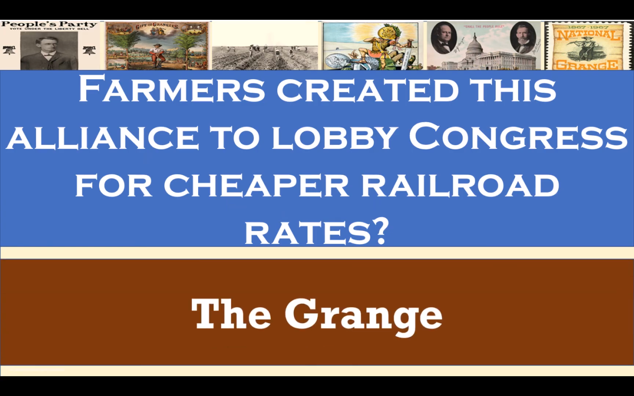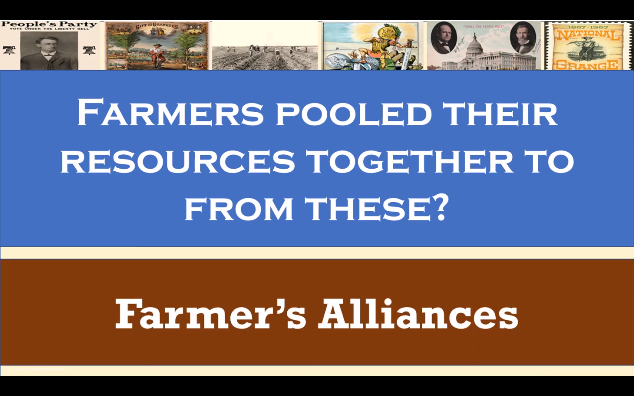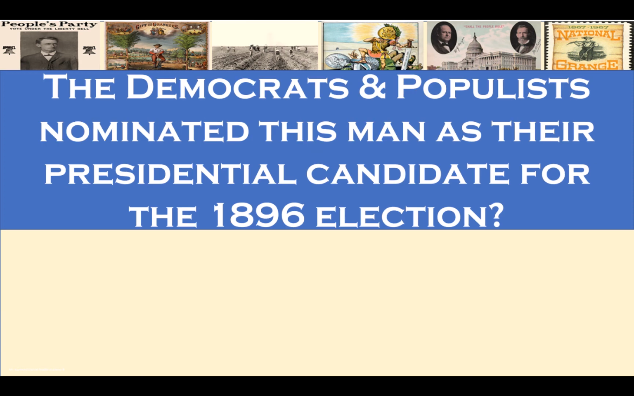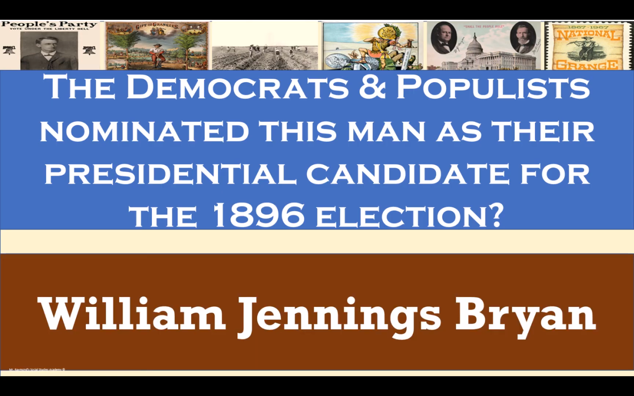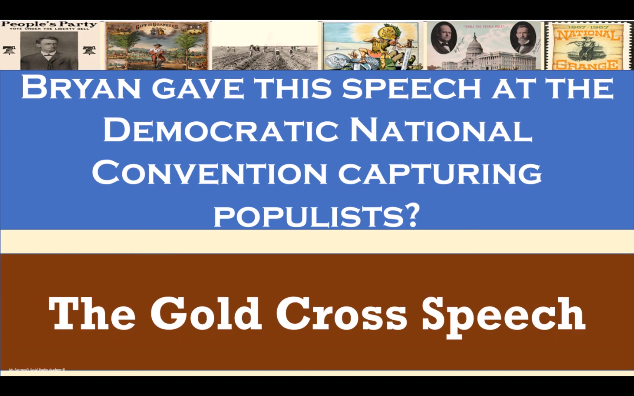The Grange. It was either between the Grange or the Farmers Alliance. They're pretty similar. Farmers pooled their resources together from these, and I think I just gave that answer away, and that's kind of a bad question. The Democrats and populists nominated this man as their presidential candidate for the 1896 election, William Jennings Bryan. Bryan gave this speech at the Democratic National Convention, capturing the populists and those who agreed with his stance on big business. The Cross of Gold speech.